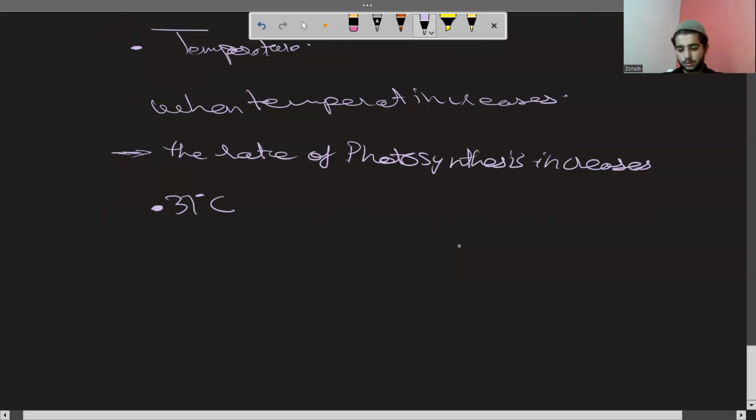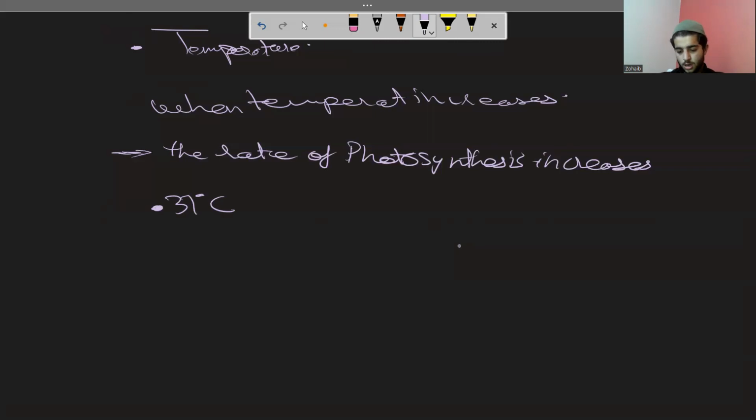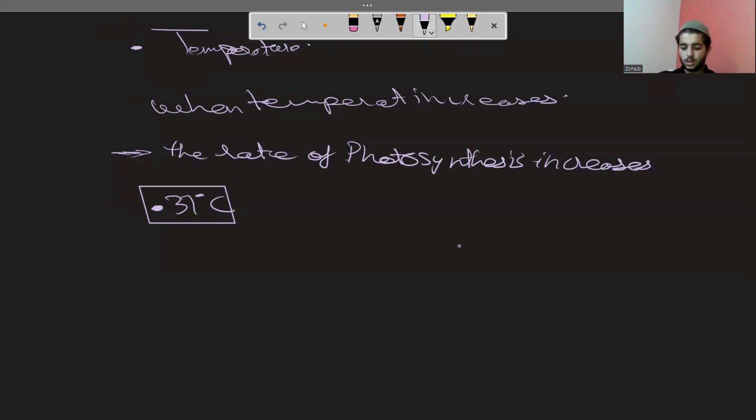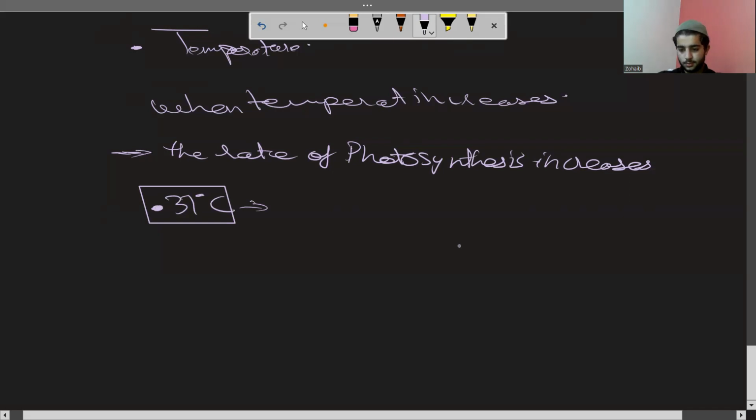37 degrees Celsius, I guess. But for some plants, it varies. Some plants might be living in another environment, like in winter or in a hot environment, a cold environment. But for most plants, it's 37 degrees Celsius. That's a point to remember.